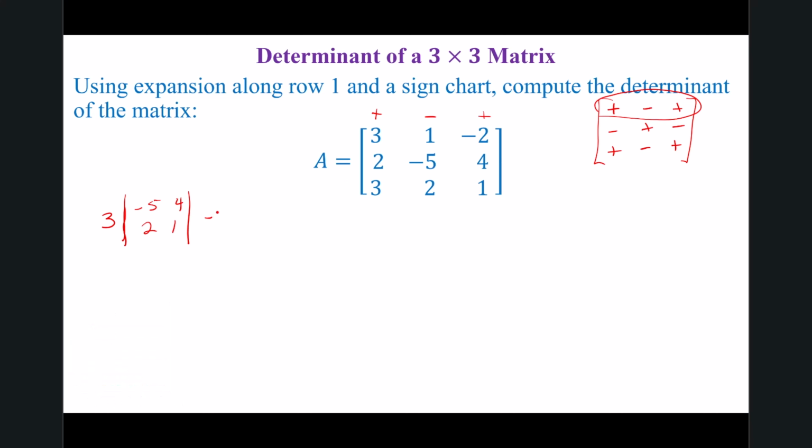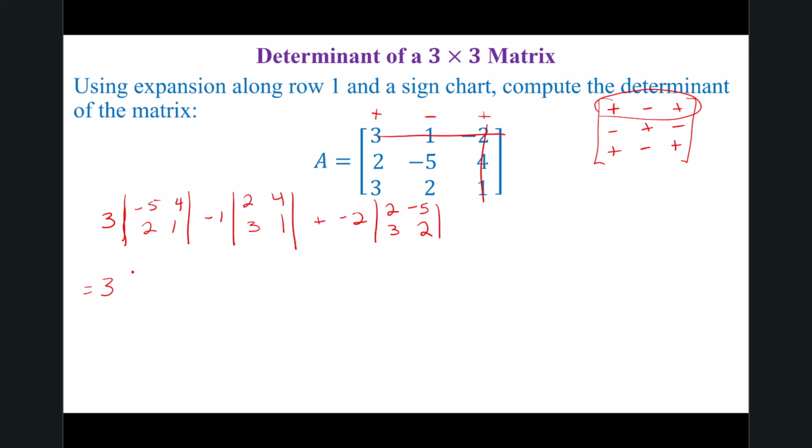So next I have minus 1 times, see what I get if I cross off the row or column with that 1, and I have 2, 4, 3, 1, and I'll find that determinant. And then I have plus negative 2, cross off the row and column with the negative 2, and I have 2, negative 5, 3, 2. So this is the calculation I need to do to find the determinant.